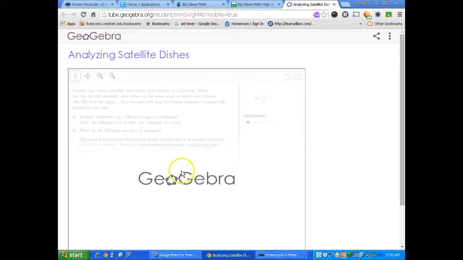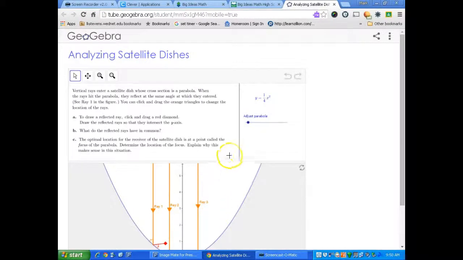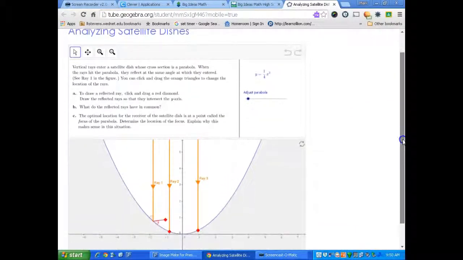Oh, it's there. Yes. Okay, you click on it, and once you click on it, it'll give you some options here. So what I'd like you to do is mess around with this. Follow this, read the directions, mess around with it, and figure out what a focus is, please. Off you go.